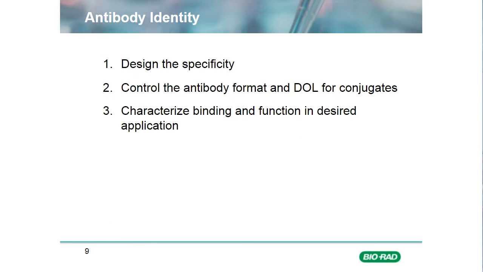With antibody identity, you can approach identity from a few different angles. In this talk, I will have tied the identity with the first 3 of our 5 points, and these are the design of the specificity, the control of the antibody format and the degree of labeling for conjugated formats, and the characterization of binding and function in the desired application.